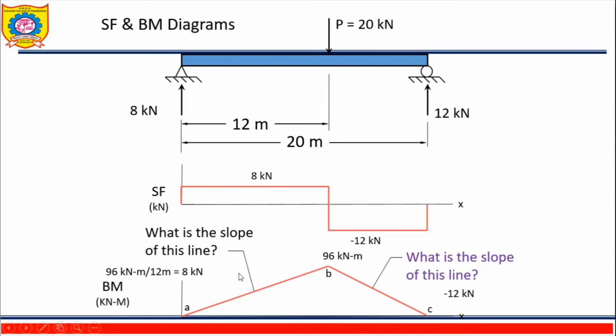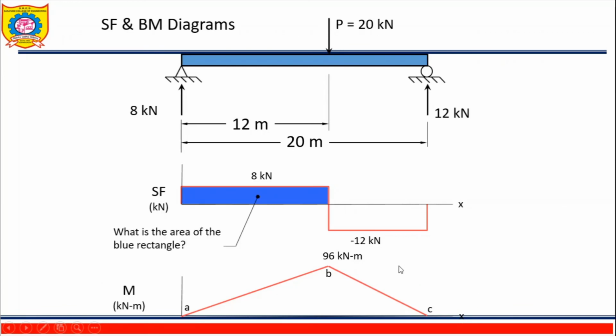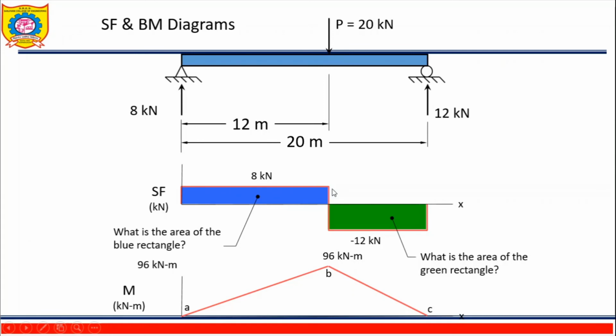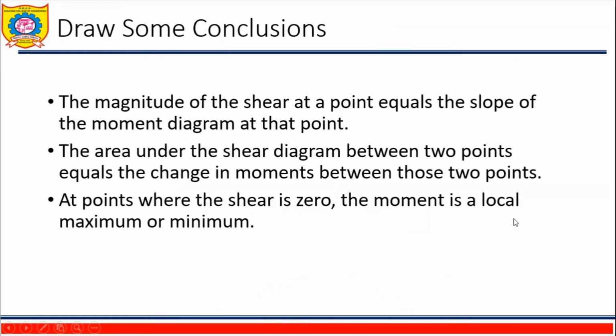Then what is the slope of this line? The slope of the line is 96 kN·m upon 12 meter, that is 8 kN. So 8 kN is the reaction at this point. Similarly, the slope of the line is 12 kN. Then what is the area of the blue rectangle? It is 96 kN·m, since the rectangle is 12 into 8, that is 96 kN·m.